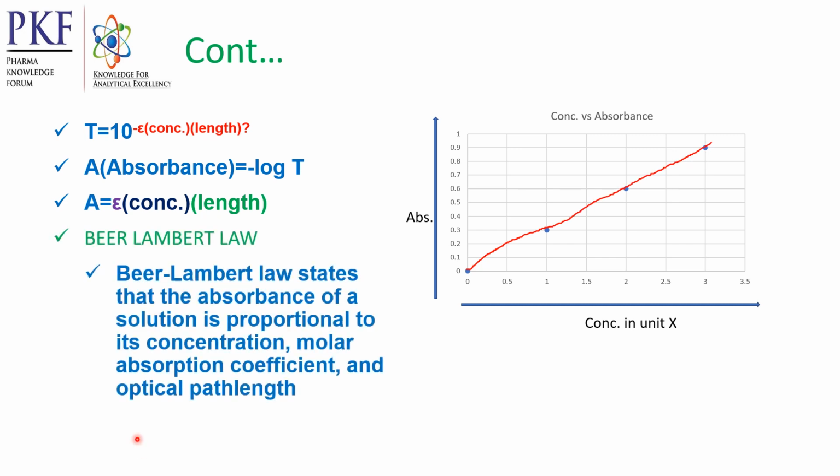Lambert Beer Law states that the absorbance of a solution is proportional to concentration, molar absorbance coefficient, and optical path length. Now the question is, what does a UV spectrum look like? What information does it provide? I am going to discuss.